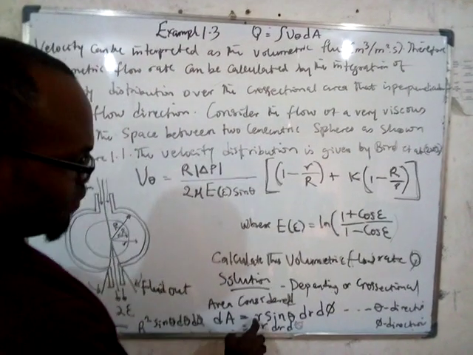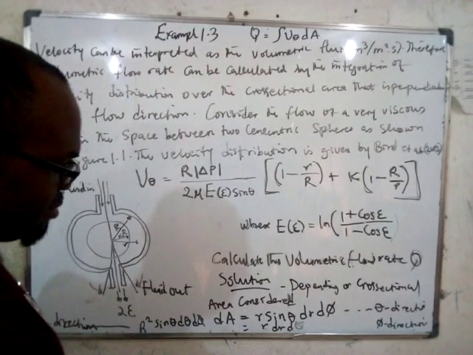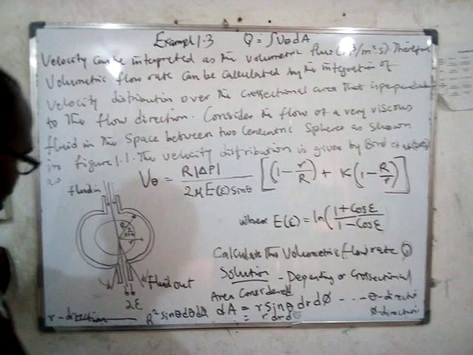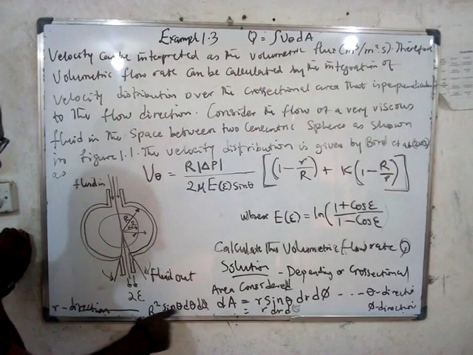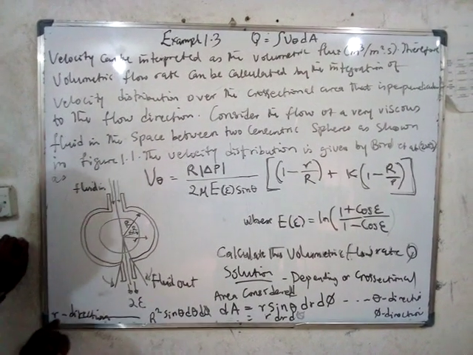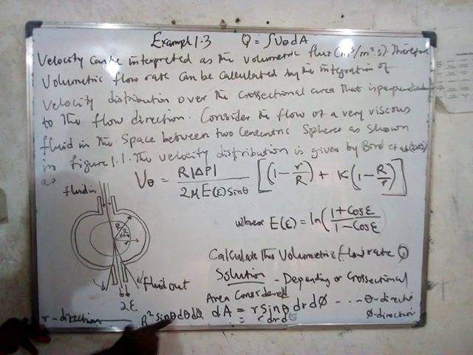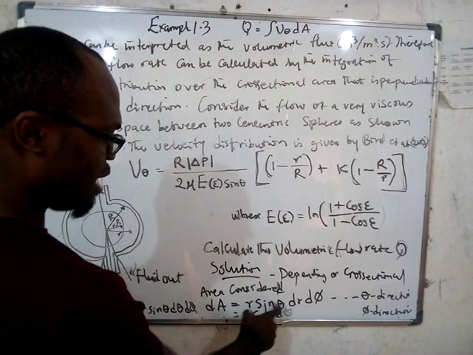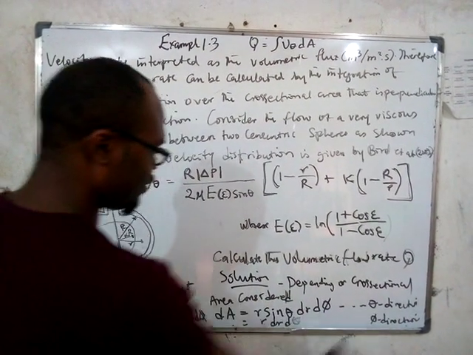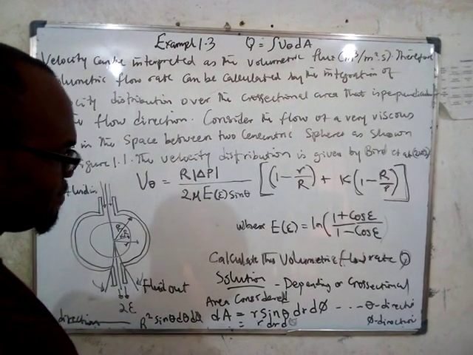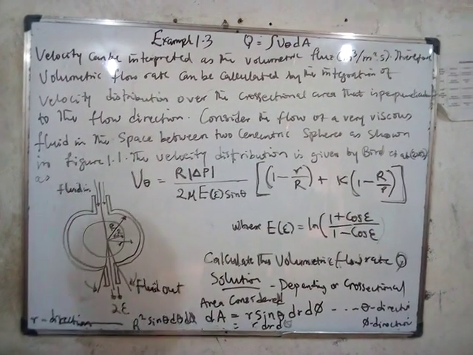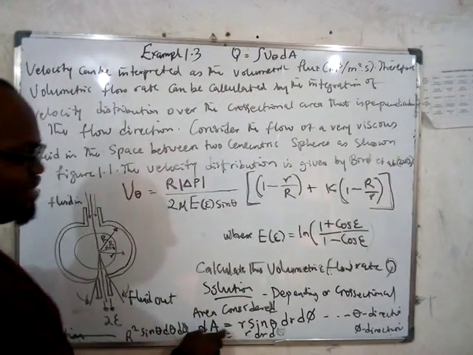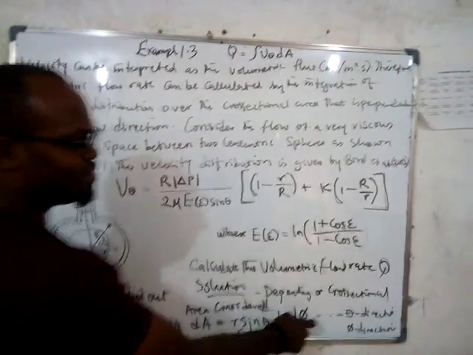Now, we have r sine theta here, whereas in the phi direction you have only r, and in the r direction you have big R squared sine theta. In the theta direction, r sine theta, whereas in the phi direction there is no sine. Very, very importantly, you need to know how you go about this, so that you can always know that the A is equal to r sine theta dr d phi.